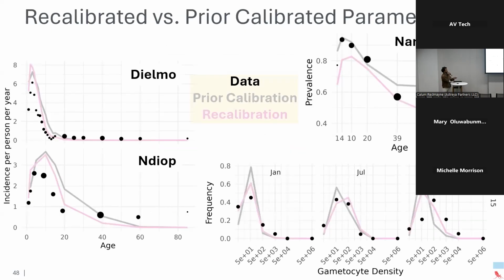But I'll just show you here. The black points on each plot are the reference data. The gray line is the prior calibrated parameter set, and the pink line is the results of the best so far. On the left, we have incidence versus age from 2 sites. Top right corner is prevalence distribution versus age, 1 site. And then this bottom right corner is the density of gametocytes by age and by month. I'm only showing the results for children aged 5 to 15.